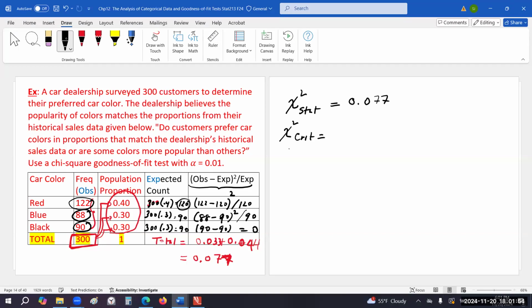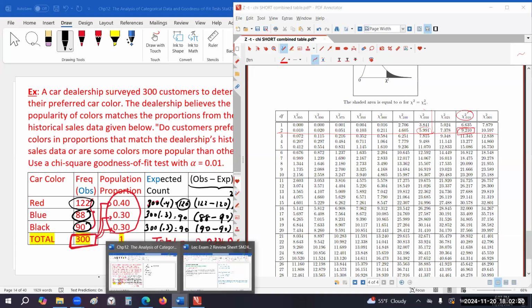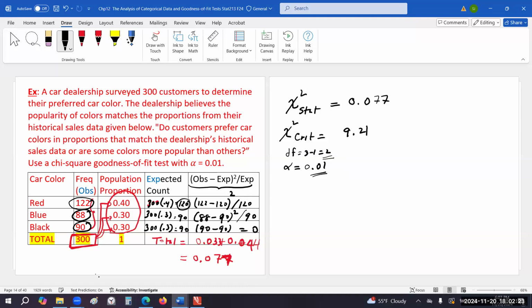On the other hand, our chi-square critical: this time our degree of freedom is the same, k minus 1, which is 2, but our alpha level is different, 0.01. So degree of freedom 2 with alpha 0.01. Degree of freedom 2 is here, alpha 0.01 is here, so 9.21. So if you observe, this time we have chi-square critical bigger than chi-square statistic.